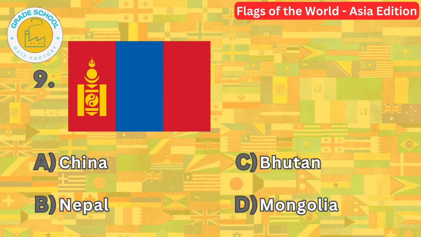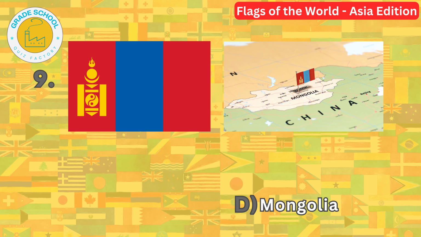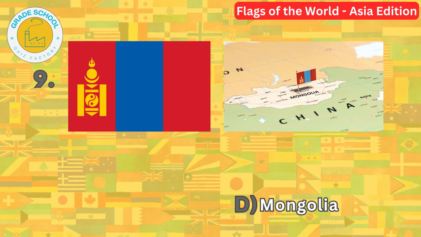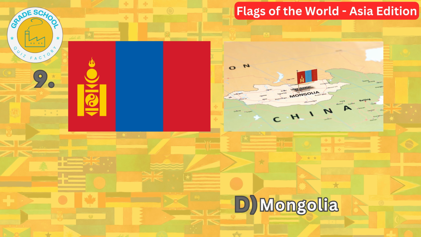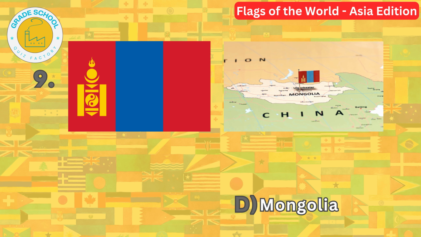Number 9. The correct answer is letter D. The flag of Mongolia has 3 vertical bands of red, blue, and red, with the national emblem on the left. The emblem features a soyombo, a symbol of fire, sun, moon, earth, water, and yin and yang.